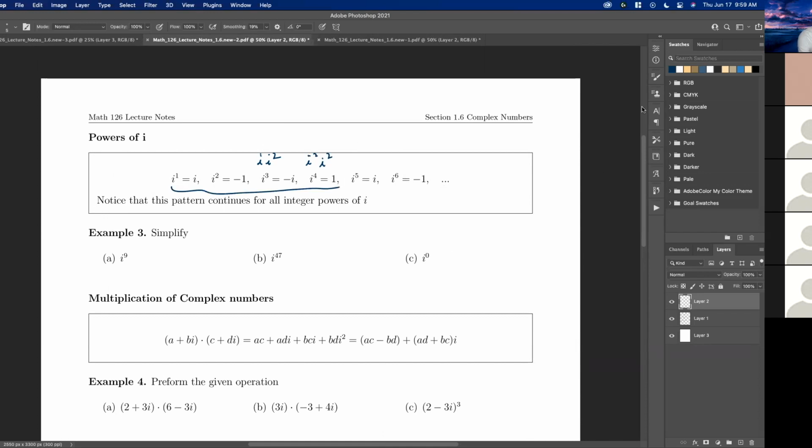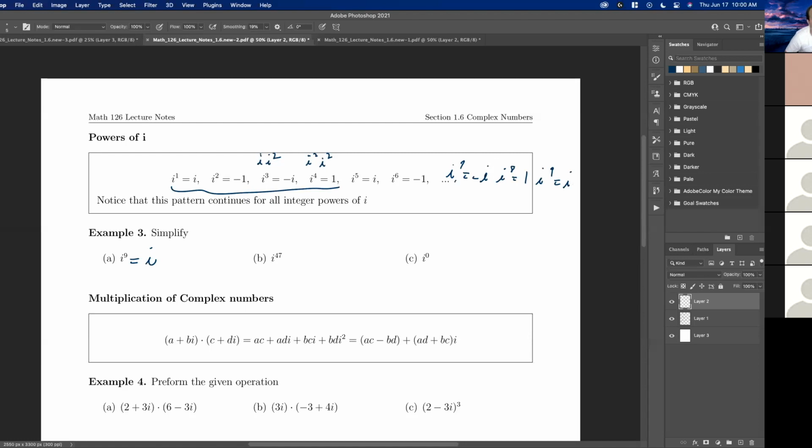So i to the 7th would be minus i, and then i to the 8th would be 1, and then i to the 9th would be i. So how do we do this? Here, for i to the 9th, we just calculated it out by continuing. We got this equal to i.